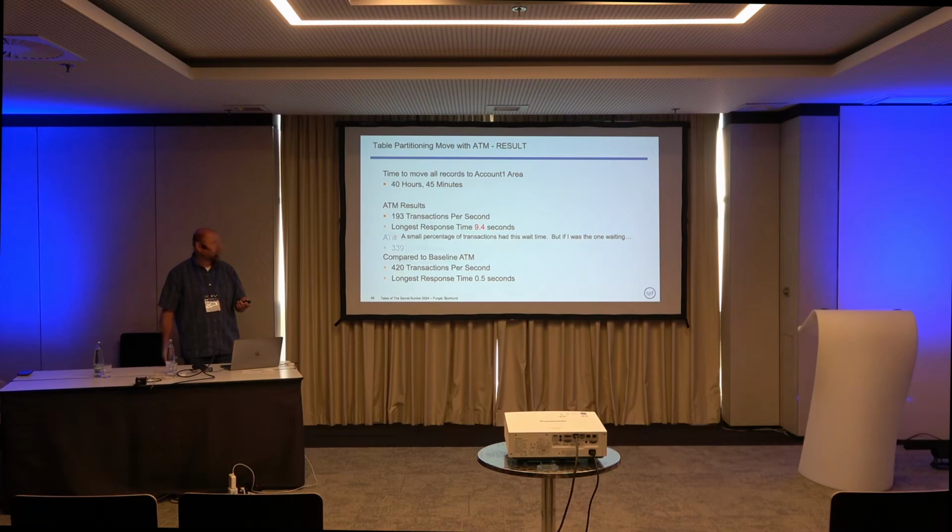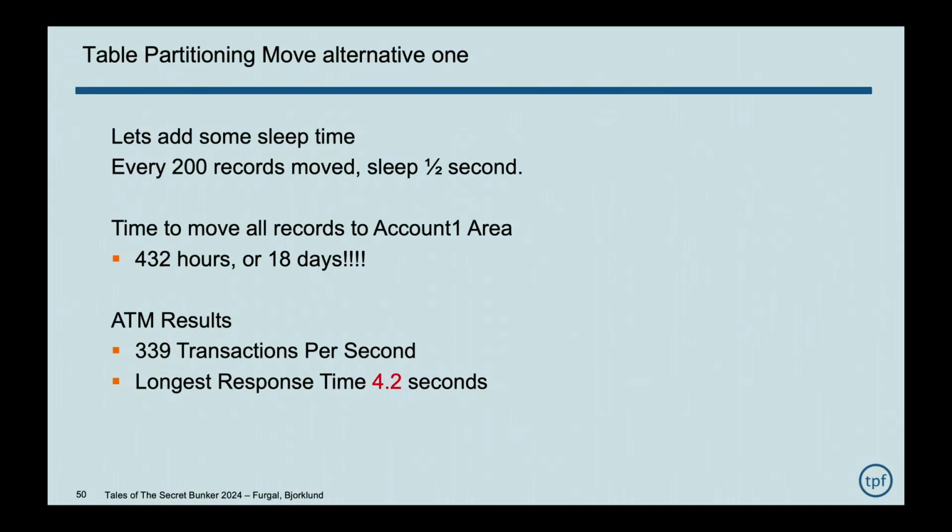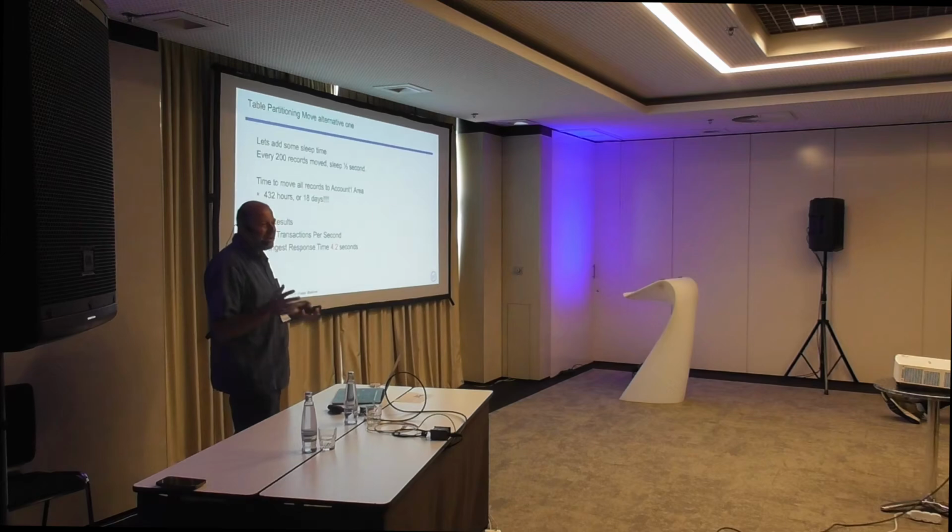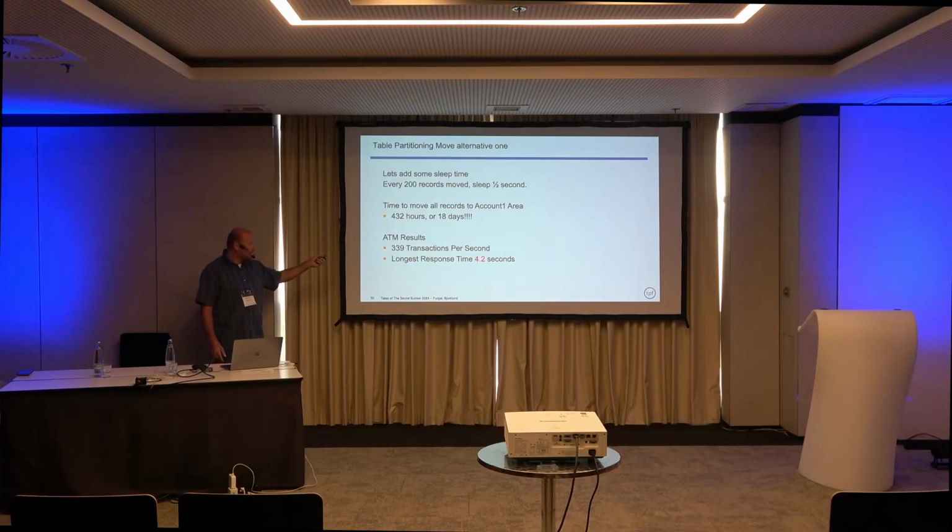So what can we do? Let's add some sleep. It's just the 4GL, right? So you can add some sleep time. I didn't know what I was doing. I just said 200 records. Let's do a half-second sleep every 200 records. Let's see what that does, right? So I did that. Seemed to make sense, except the time to move all the records moved out to 18 days. Probably not the approach you wanted to have, right? But the ATM results went up to 339, and the longest response time went down. So good things are happening, but the table move was taking way too long.